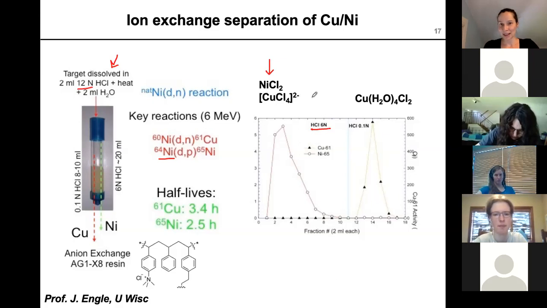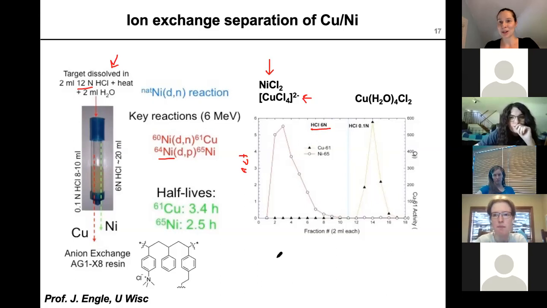That means that this species will bind much, much stronger to our anion exchange resin, so it's going to interact with this positive charge here. Whereas the neutral nickel chloride is just going to very easily move through the separation column, and we can see this is the elution profile, so this is activity that we can detect, and then the number of fractions. As we elute with the high concentration of acid, protons, and then the chloride as well, we maintain the copper chloride stuck to the resin, whereas the nickel chloride comes off the resin very easily because it doesn't have a charge.